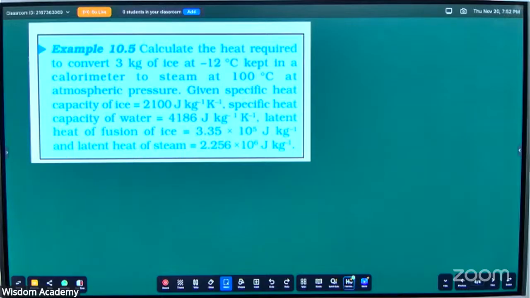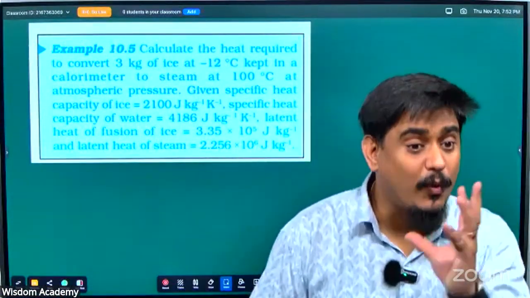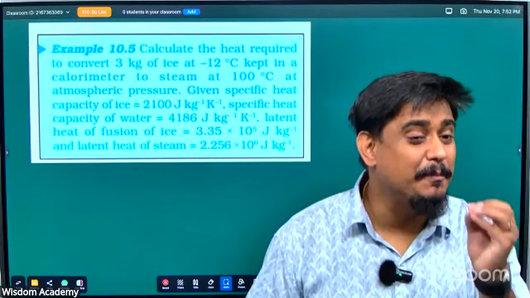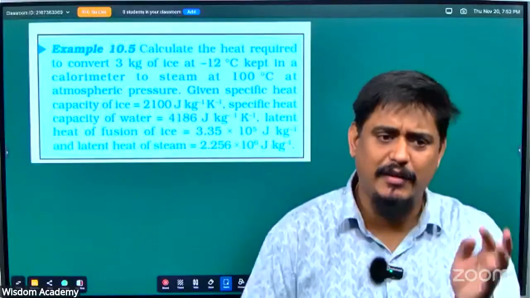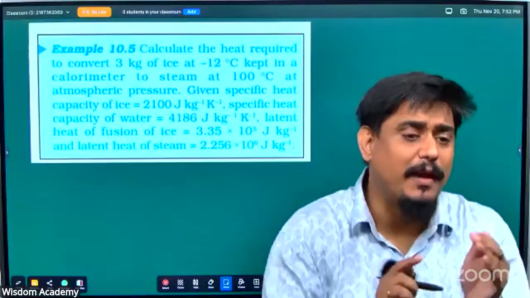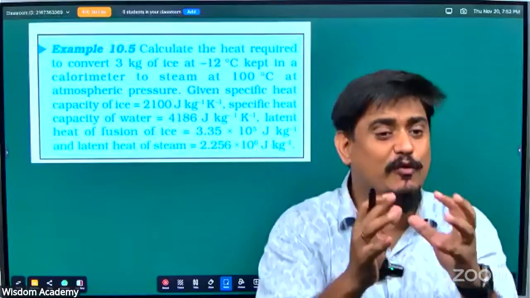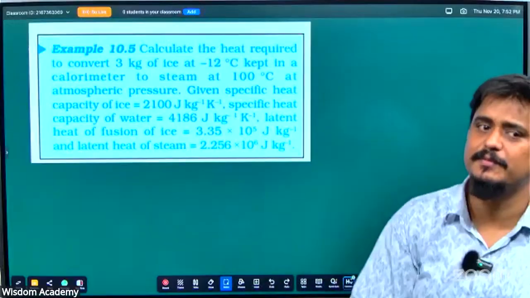Water is? 4186, yeah, it's constant, obviously. What is the meaning of specific heat, Tambi? Specific heat means how much heat is required to change the temperature of unit kg of substance by unit degree Celsius. If I have 1 kg of copper, and I calculate how much heat I must supply to increase the temperature of 1 kg of copper by 1 degree Celsius, that is called the specific heat of copper. Understood?